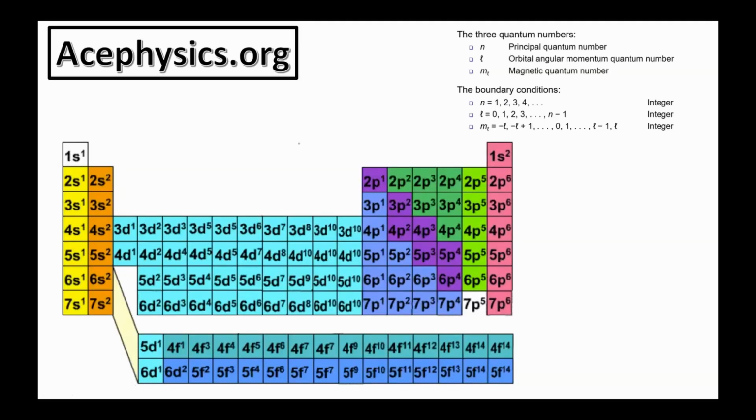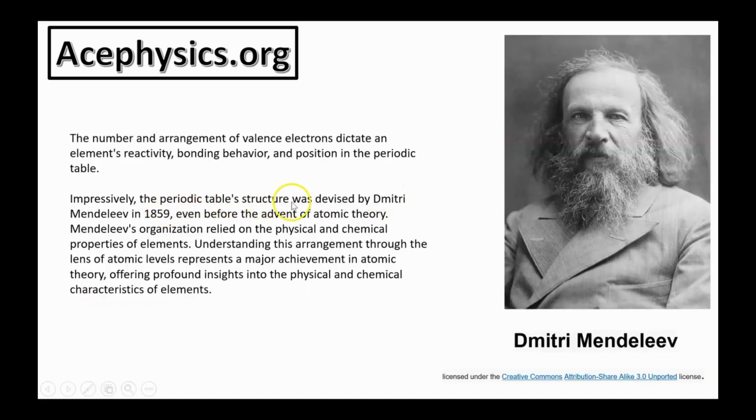This is all quantum mechanics, ladies and gentlemen. Look at that, the periodic table of quantum physics. Impressively, the periodic table structure was devised by Dmitri Mendeleev in 1859, even before the advent of atomic theory. This is quite impressive. Here's a picture of Dmitri Mendeleev. He didn't look like he was having a very good day. Or maybe he just doesn't like his smile.